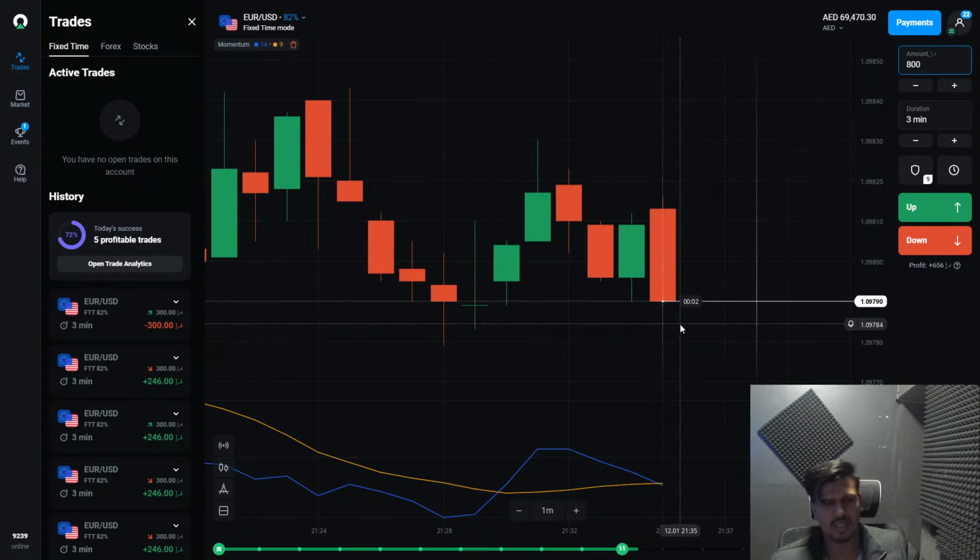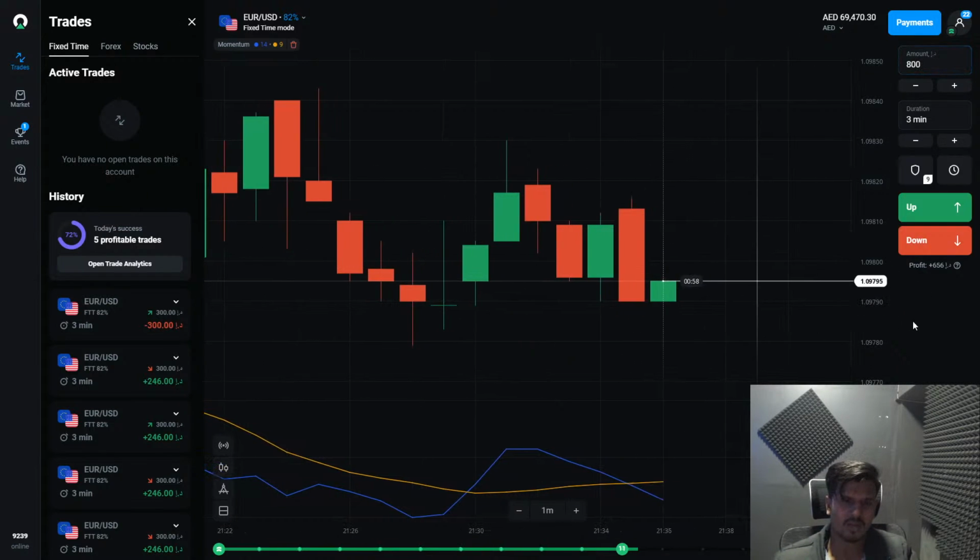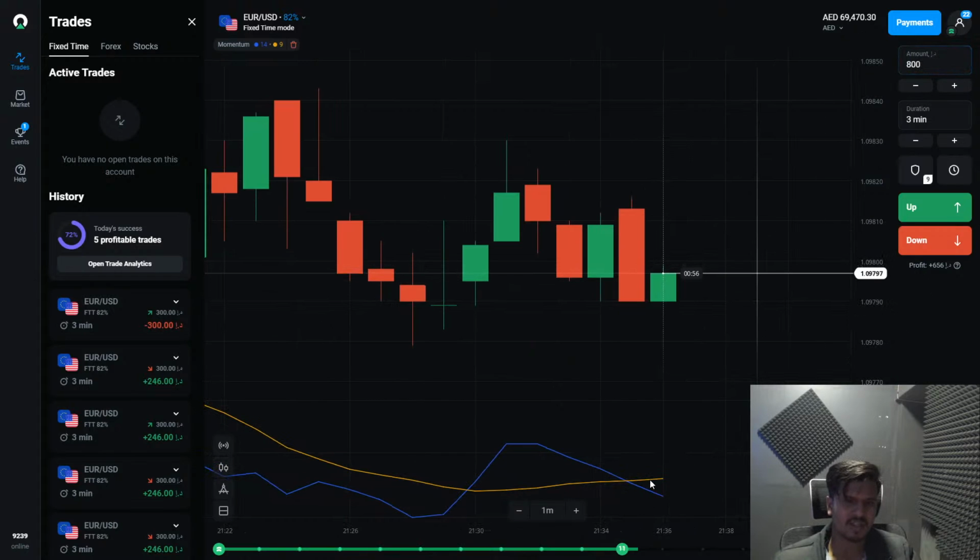Like it is going down. From here to here it is going down. Now it's going upward, but they intersect with each other and it will surely go down, not in the upward direction. Let's make the trade down and let's see what will happen after. Oh, we didn't make any trade, so we can't say anything right now.